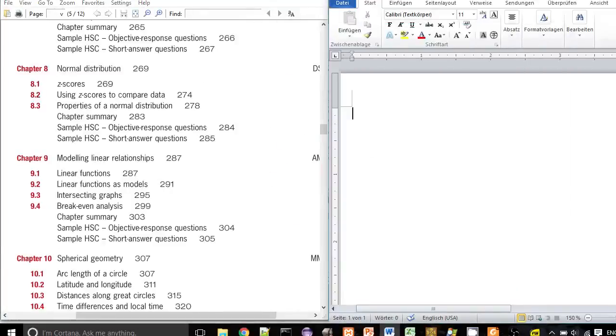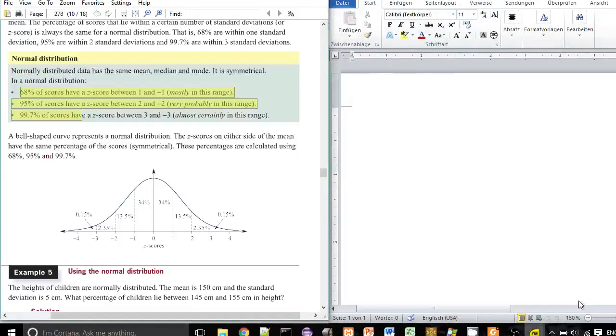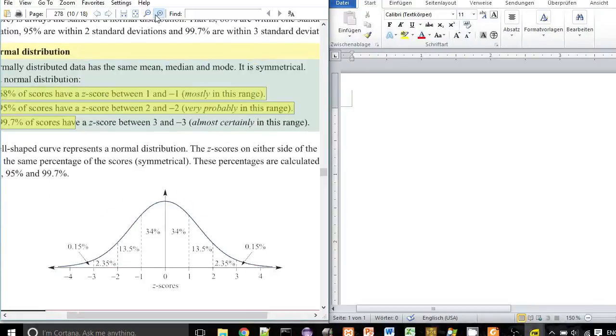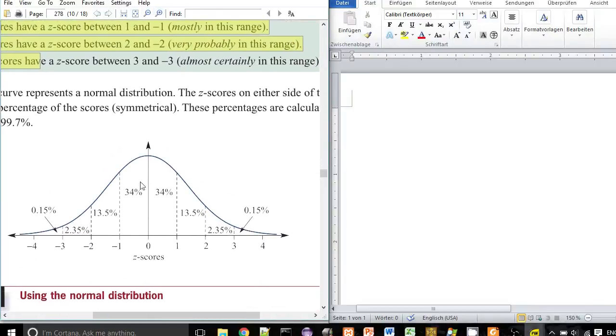Okay, hello. I wanted to go through the normal distribution. That's what it's called. It's all the stuff with the Z scores. I'll start with this thing. I'll zoom in a bit. This pattern tends to happen whenever you've got a whole bunch of data. You tend to notice this shape, this pattern.